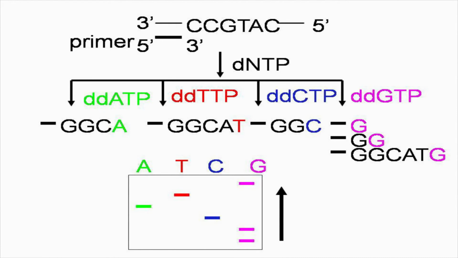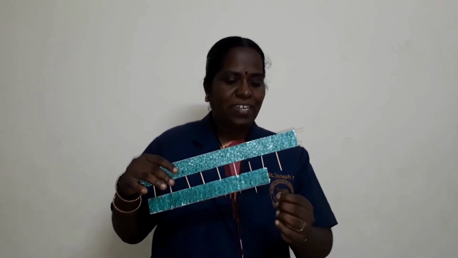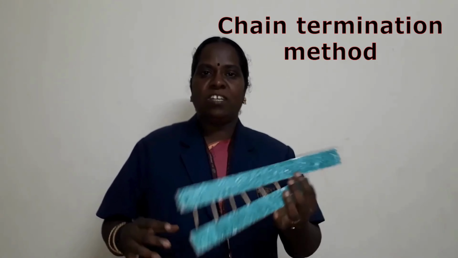So if any ddNTP is added, what happens exactly? The addition of bases is stopped because the 3' end is blocked. There is no OH to form a phosphodiester bond with the phosphate of the next base. That means the reaction ends. If the terminator, that is ddNTP, is added, the chain reaction terminates. So you can call Sanger's dideoxy method the chain termination method. In the chain termination method, there will not be any further extension.